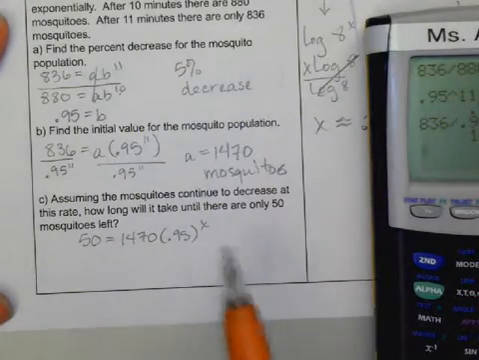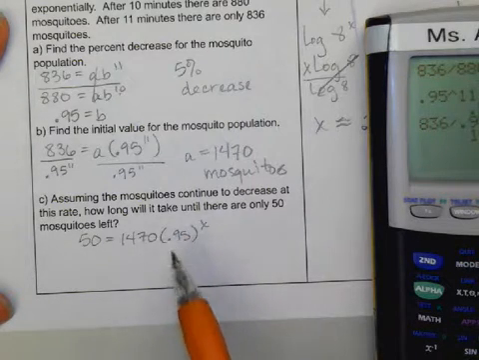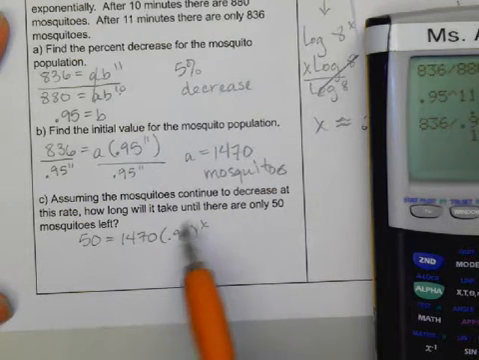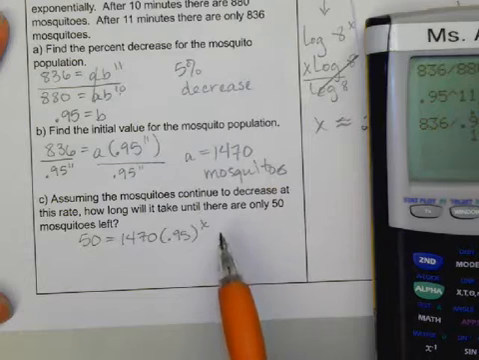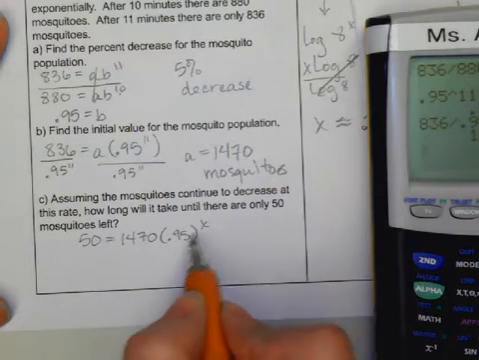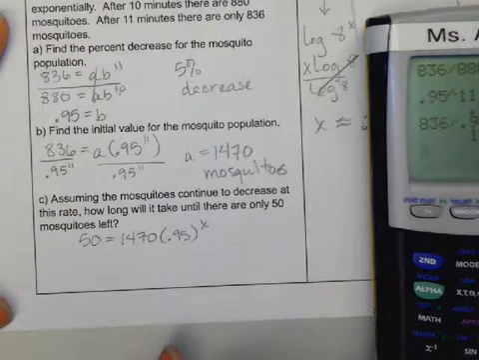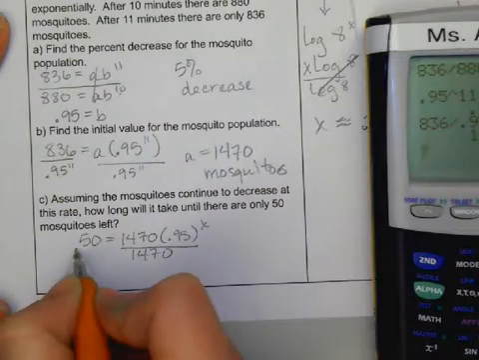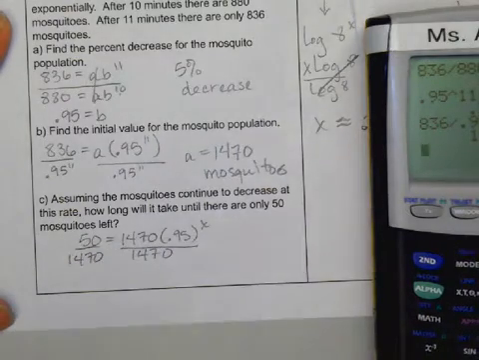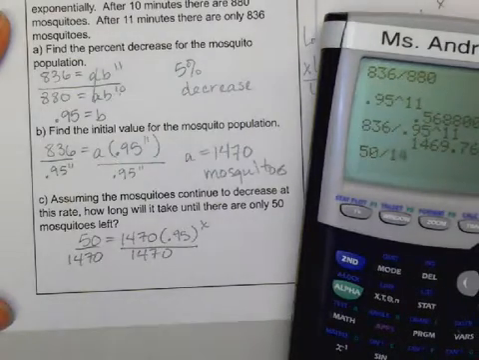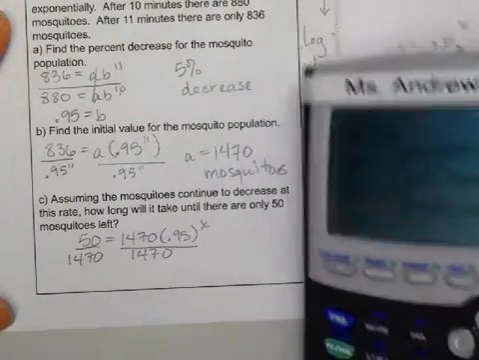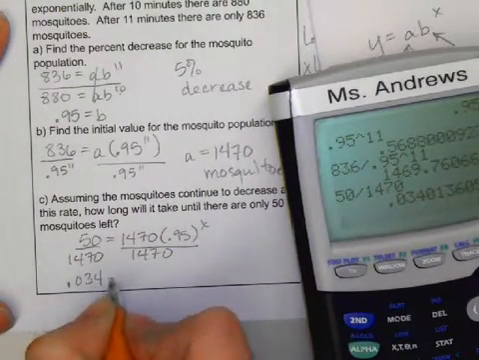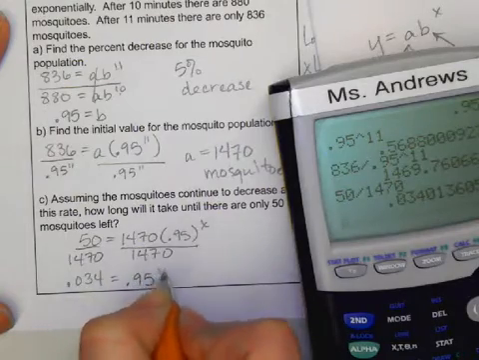So, one thing you want to be careful about, do not multiply these two together. Instead, you need to get the multiplier and the exponent alone first and get rid of that number. Because remember, we always do exponent first. So divide by 1470. So 50 divided by 1470 gives me a long obnoxious decimal again, so 0.034 equals 0.95 to the x.